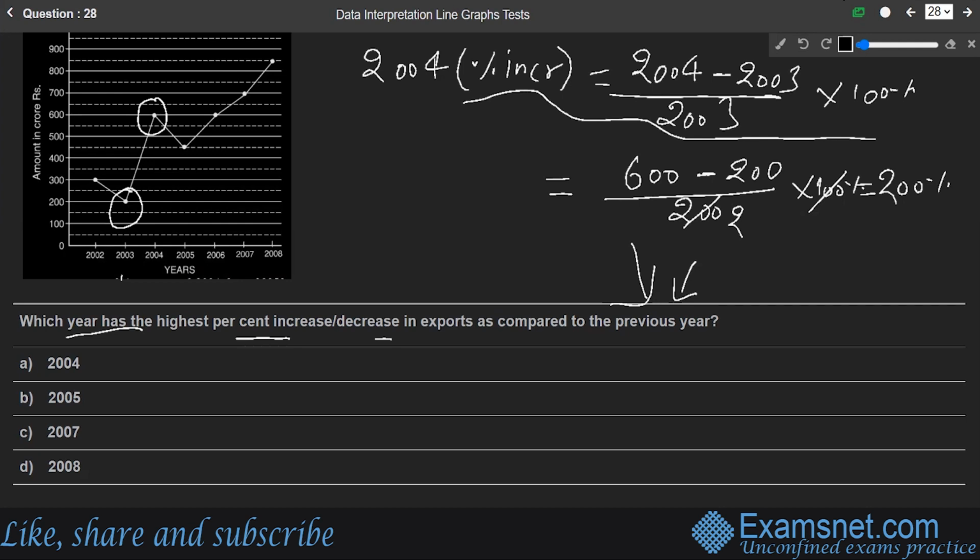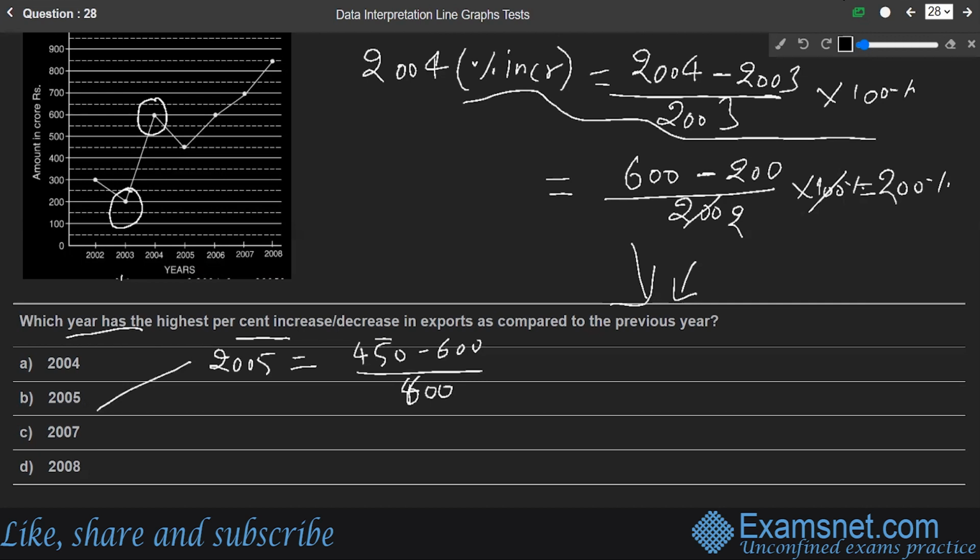Let us find out the percentage increase in the next option, that is 2005. The value in 2005 is nothing but 450, minus the value in 2004, which is 600. So 450 minus 600, divided by the older value, that always has to be 600 in the denominator.